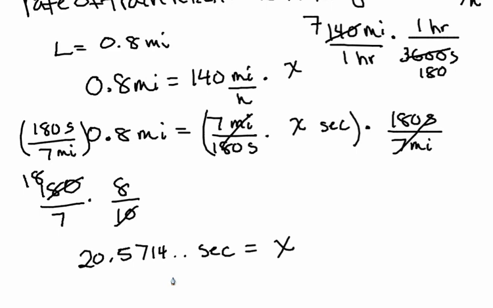And we'll round that to the nearest second because that's what the problem asked us to do. So 21 seconds is the time it takes them to pass each other if they are going in opposite directions.